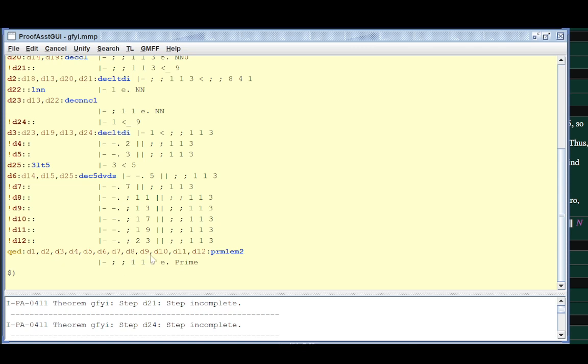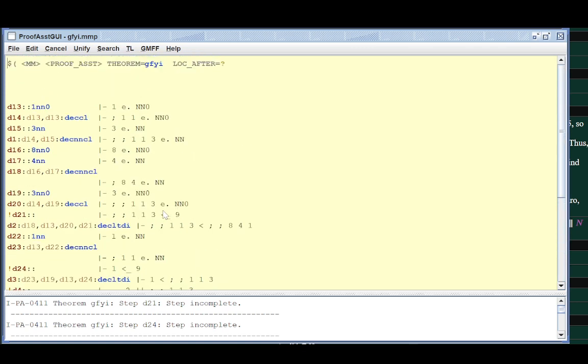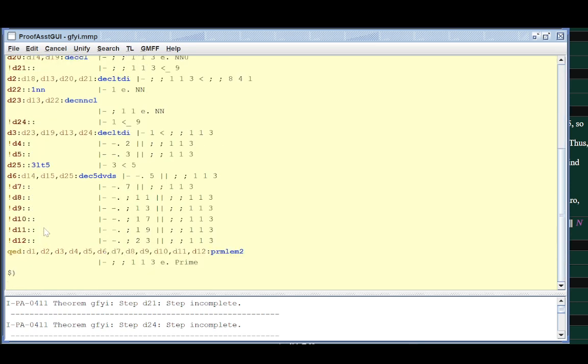I think that will, yeah, it moves the QED up one step because it can do that. Okay, so it's already got on quite well with it. Why is it asking if 113 is less than 9? I mean, we're going to have trouble proving that. D21, where is D21 used? Why has it even put that in?